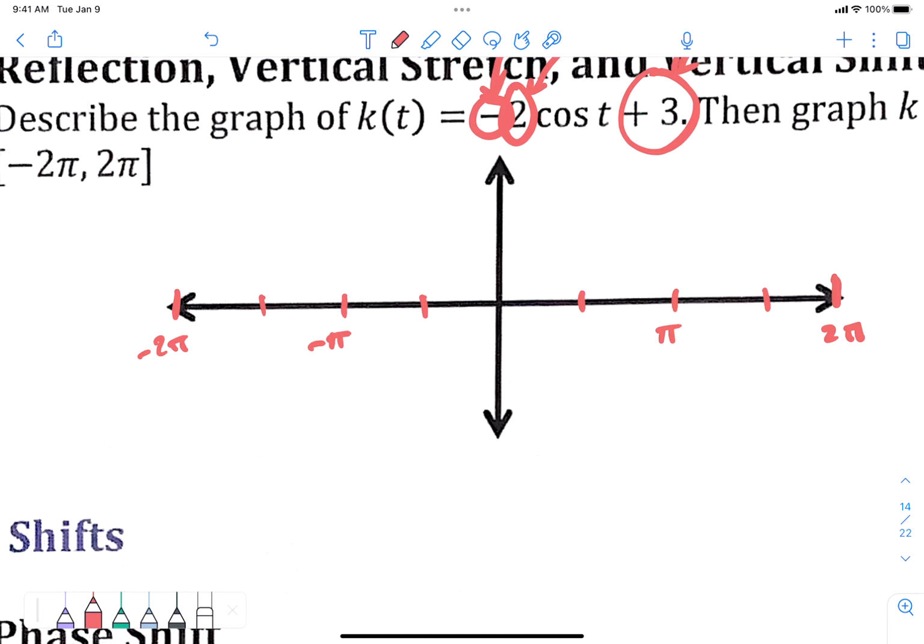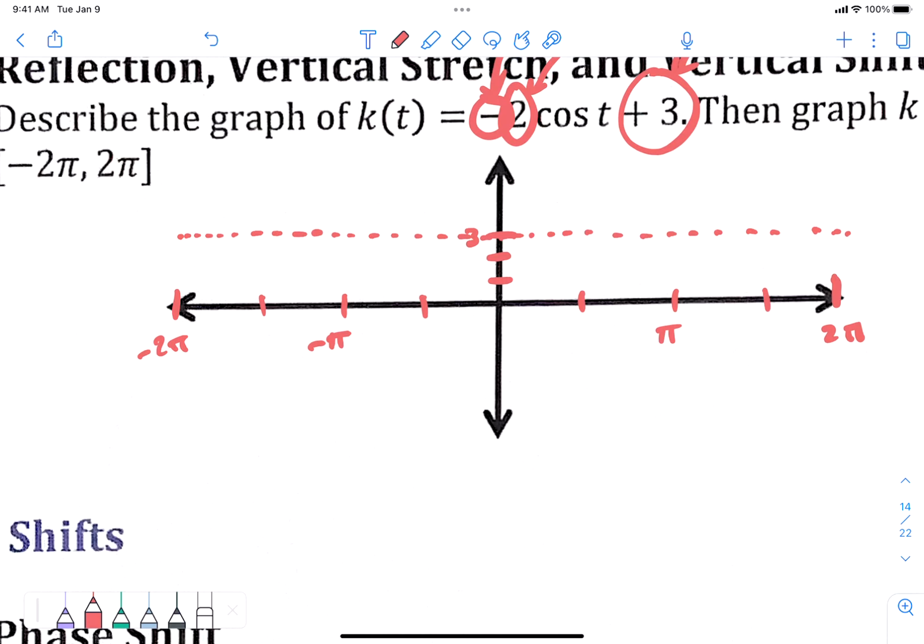Here we go. Do this first. 1, 2, 3. There's my shift of 3 up. Anytime you have an amplitude or a vertical shift, I always graph that first. That's the first thing that I do. So there's my new x-axis. So don't even look at the x-axis. Don't even look at this line anymore. I did it. Just that one, okay?